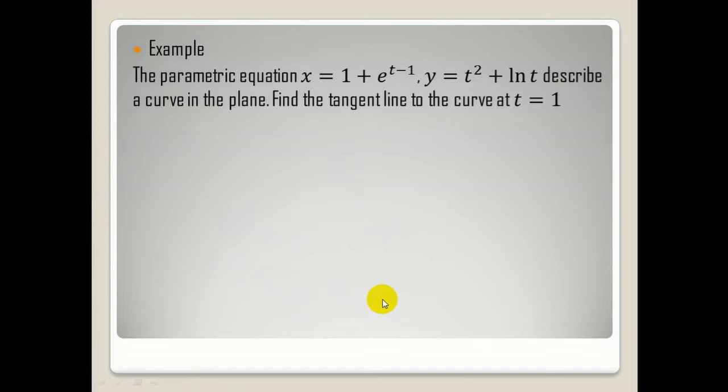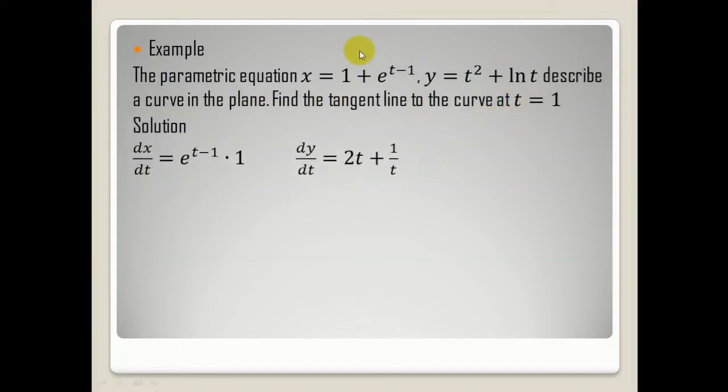Okay. Next example. The parametric equations x equal 1 plus e to the power t minus 1 and y equal t squared plus ln t describe a curve in the plane. Find the tangent line to the curve at t equal 1.